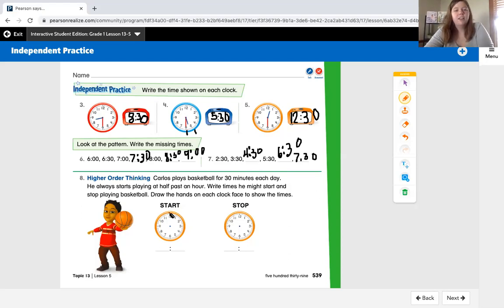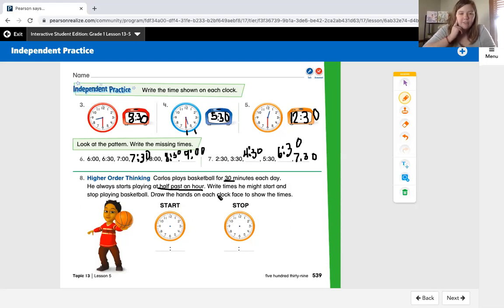Good job. Carlos plays basketball for 30 minutes each day. He always starts playing at half past the hour. Write times he might start and stop playing basketball. Draw the hands on the clock to show the times. So if he starts playing at half past the hour and he plays for 30 minutes, I know that our problem is telling us that we have to start at half past the hour. And he's only going to play for 30 minutes or half an hour.